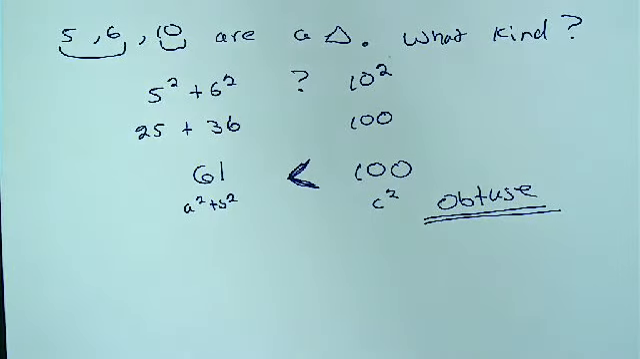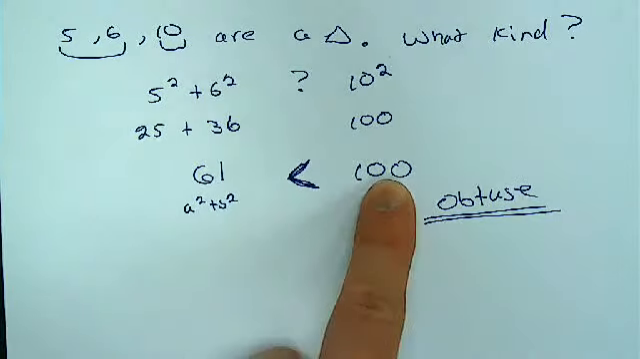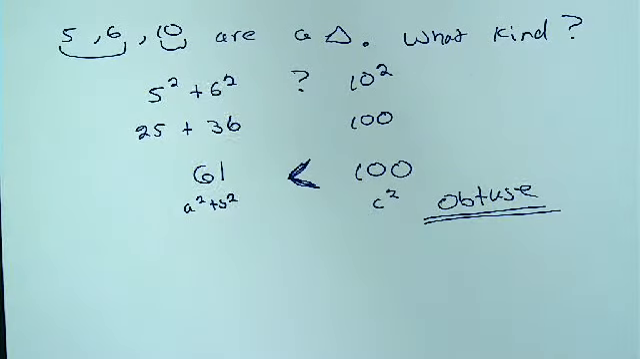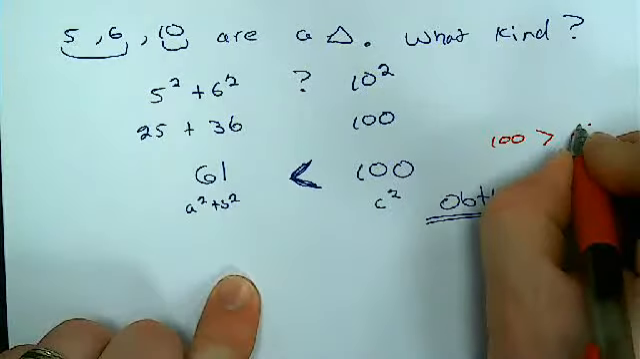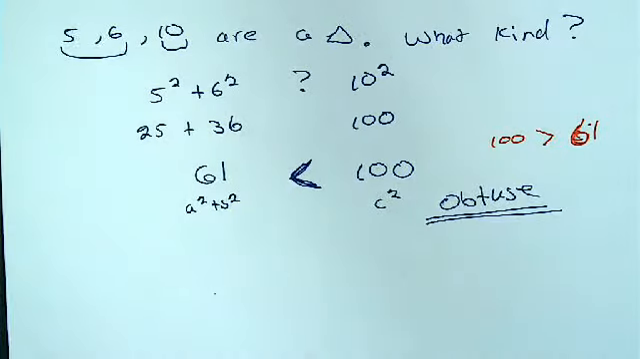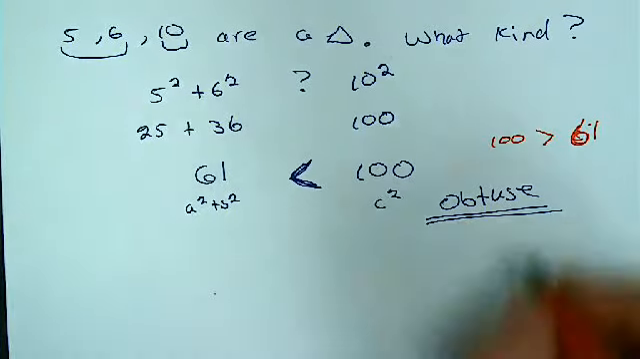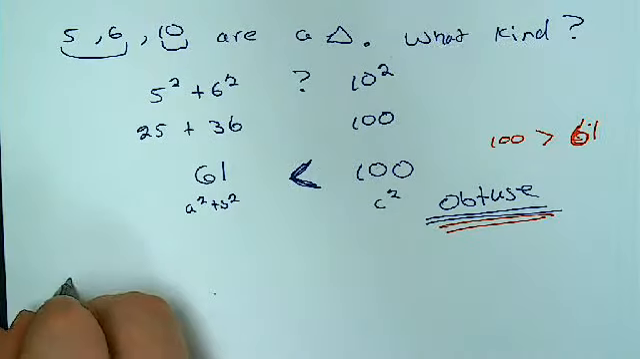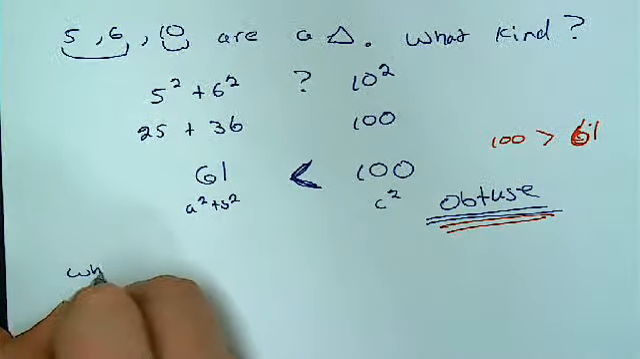Since 61 is less than 100, A squared plus B squared is less than C squared, we call it obtuse. Or, if you like to reverse your writing, since 100 is greater than 61, you think greater than equals obtuse. It's an obtuse.